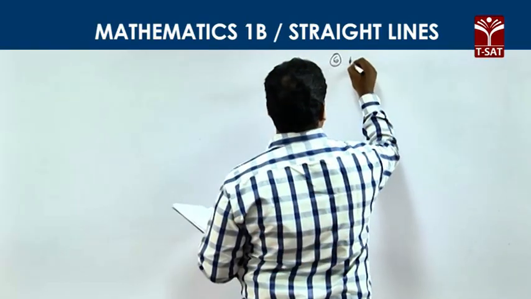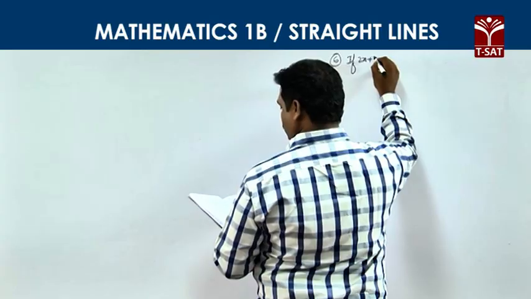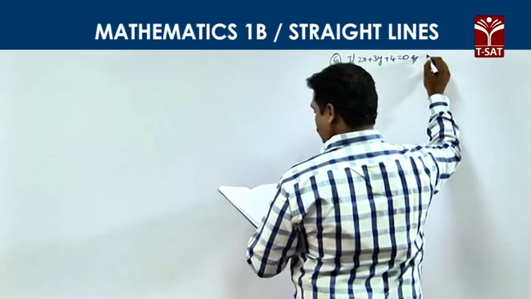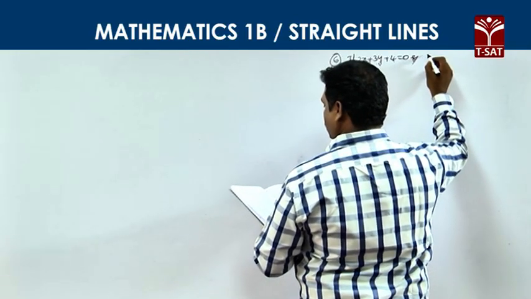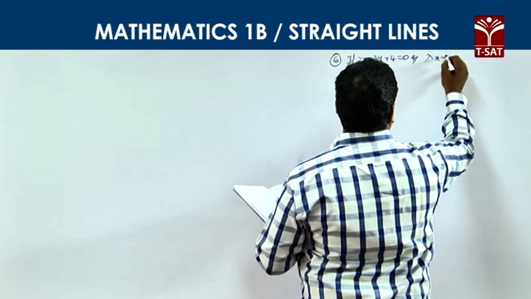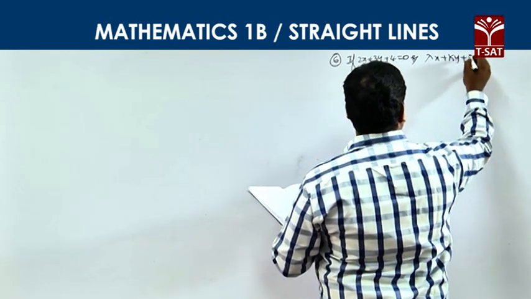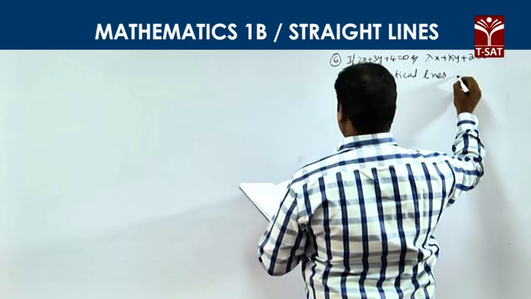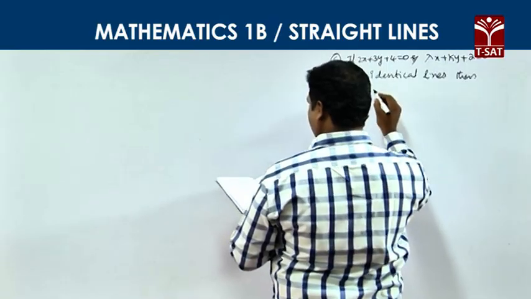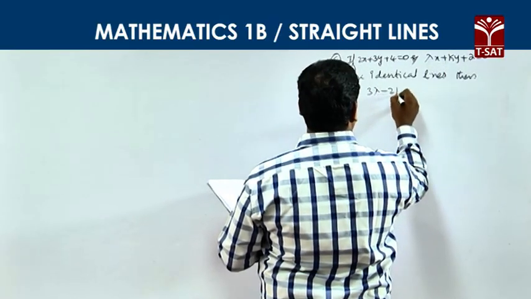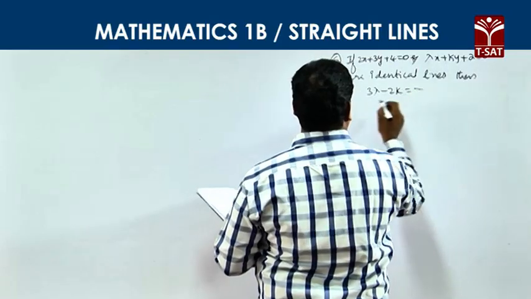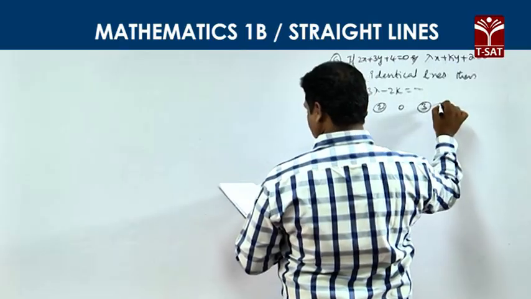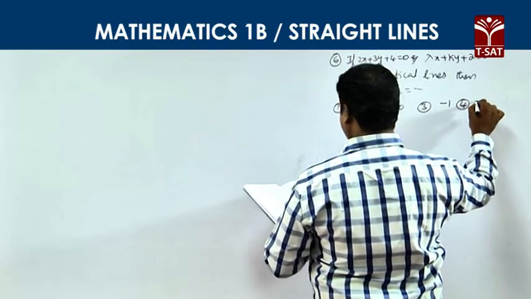Sixth one. If 2x plus 3y plus 4 equal to 0 and lambda x plus ky plus 2 equal to 0 are identical lines, then 3 lambda minus 2k equals: first option 1, second option 0, third option minus 1, fourth option is 2.